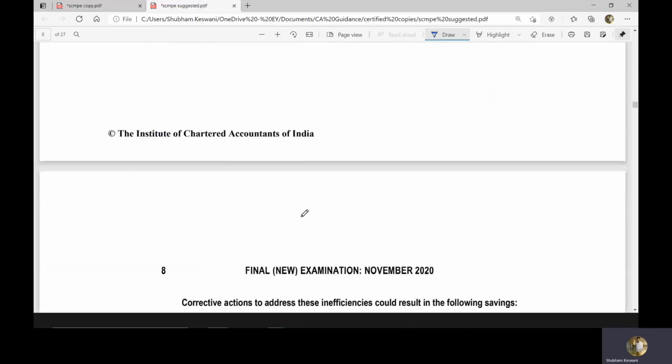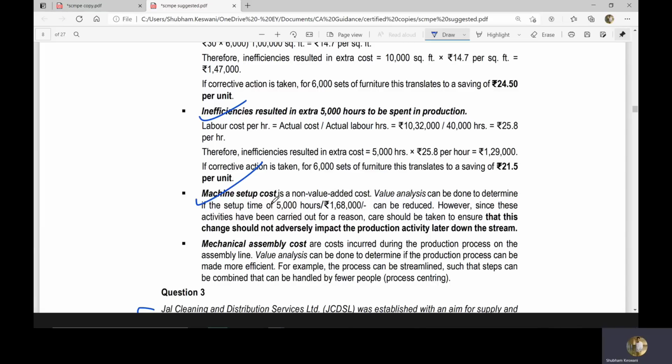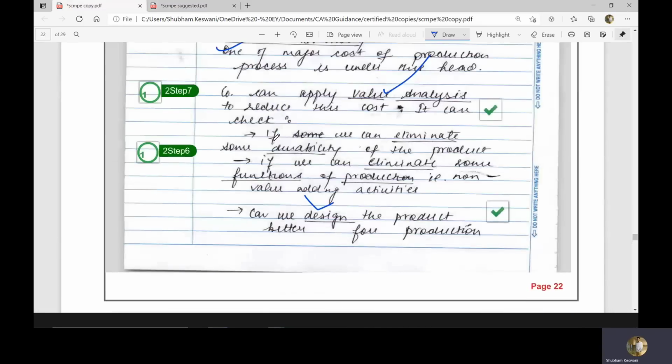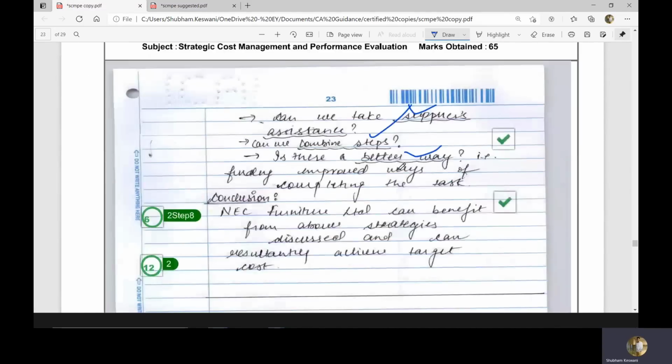So if I talk about the other aspects, you can see ICI has covered material, labor, and machine setup. And again, the part that I covered: since these activities are carried out for a reason, care should be taken that it should not adversely affect the production activity. And again, the value analysis part that I covered in my answer, as you can see. Where is the value analysis? Here it is. So I could fare well in this.